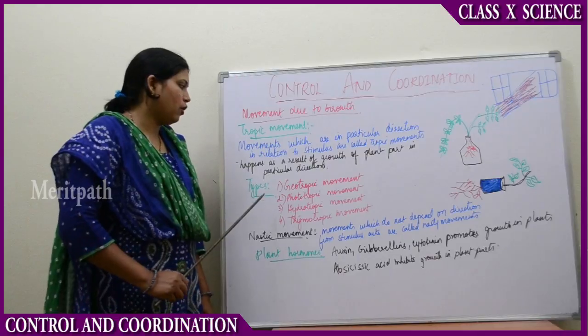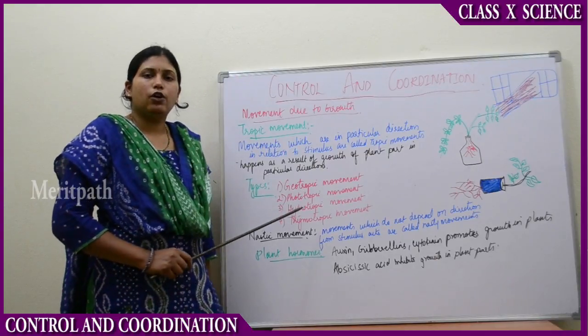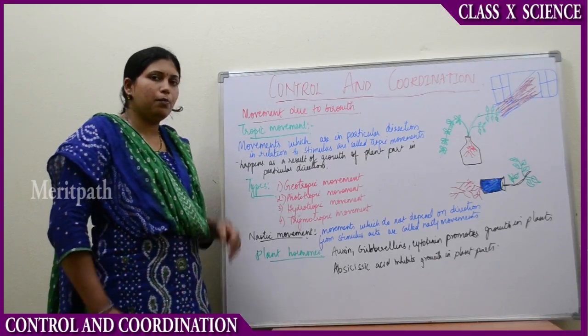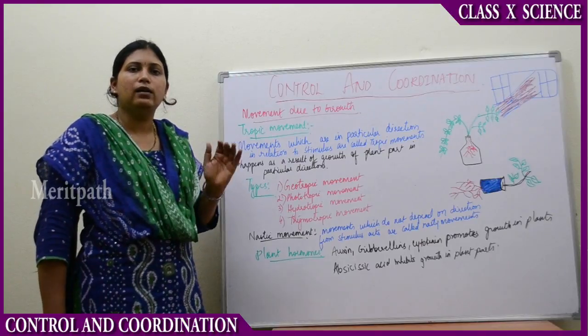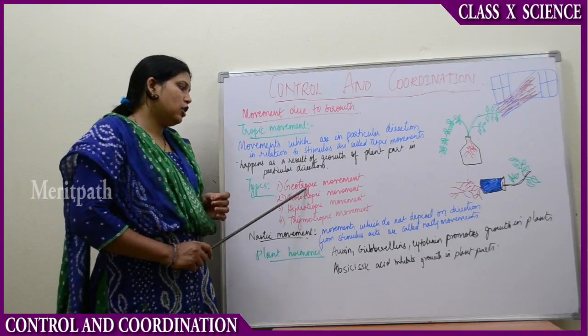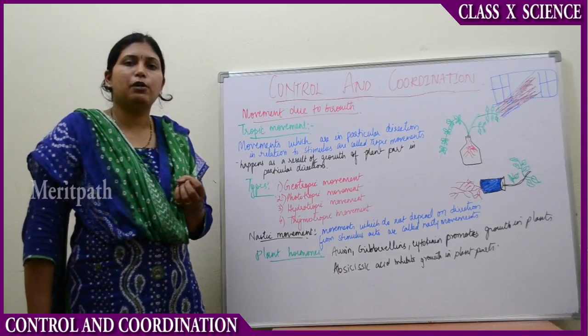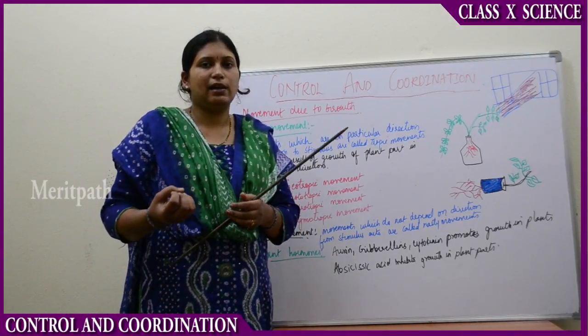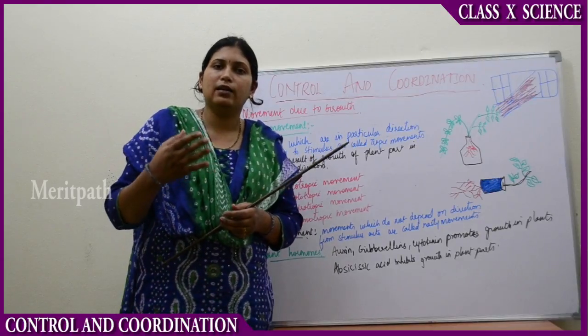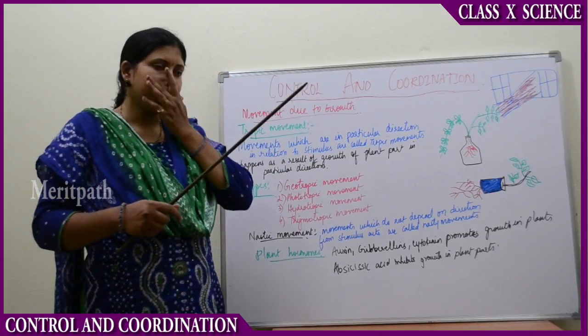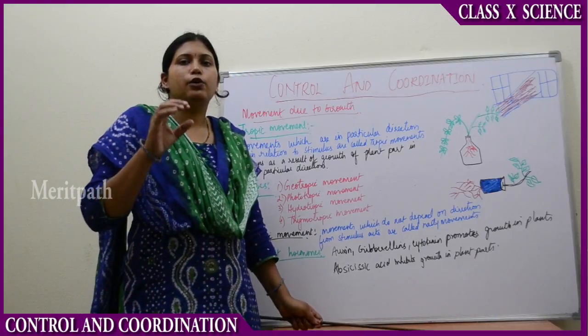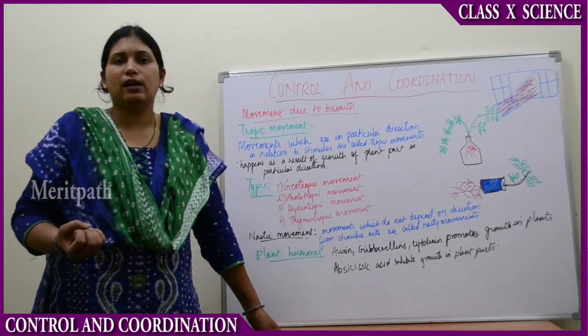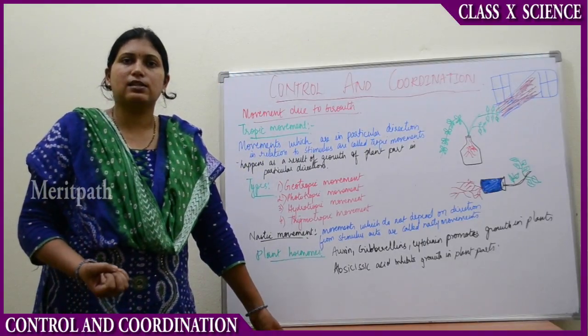So the types of tropical movement are four: geotropic movement, phototropic movement, hydrotropic movement and thigmotropic movement. Geotropic movement means the movement of the plant towards the side of gravity. The earth has gravitational pull, right? So in a plant, the roots are always moving towards the earth's gravity, inside of the earth's surface.